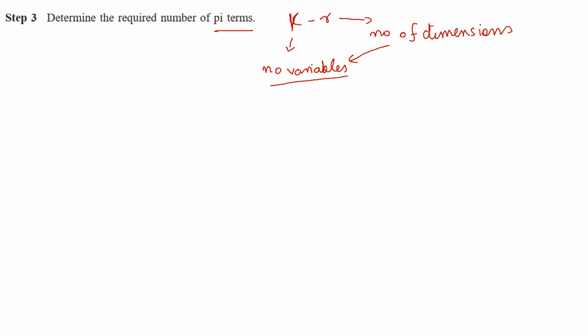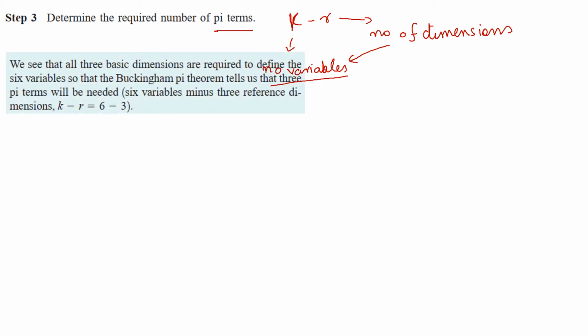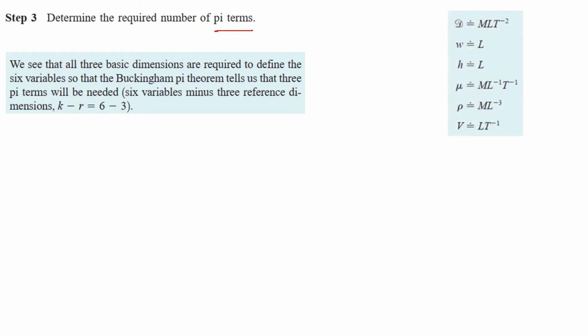As you already know, our number of variables is 6. We have 6 variables as we previously defined in the previous slide, and these 6 variables are my drag force, which is a dependent variable, the width of the plate, the height of the plate, and then the viscosity, the density and velocity of the fluid. So here k is equal to 6. I will have to count both the dependent and independent variables in this term.